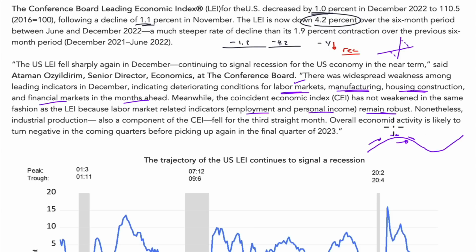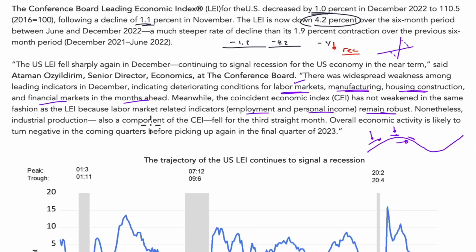Your coincident indicators should point to this period where the slowdown does not mean things are negative. It means things are still growing, but at a slower rate. And then the lagging indicators should still say growth. What do we have here? Because labor market indicators remain robust.